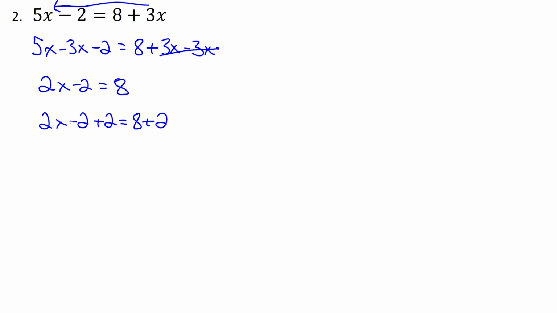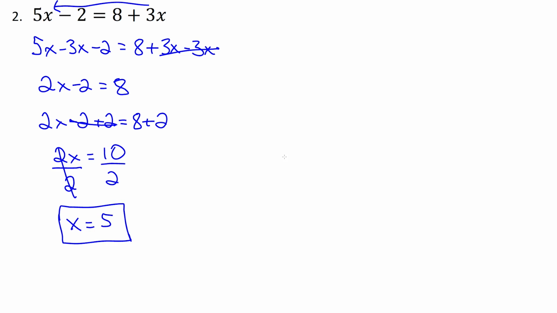And you can see on the left that both cancel there. And so we're left with 2x on the left, and on the right hand side, 8 plus 2 is 10. Finally, we have a multiplication by 2. So we want to get rid of that by dividing by 2. So we do that on both sides. 2 divided by 2 is 1, so x is equal to 10 over 2, which is 5.